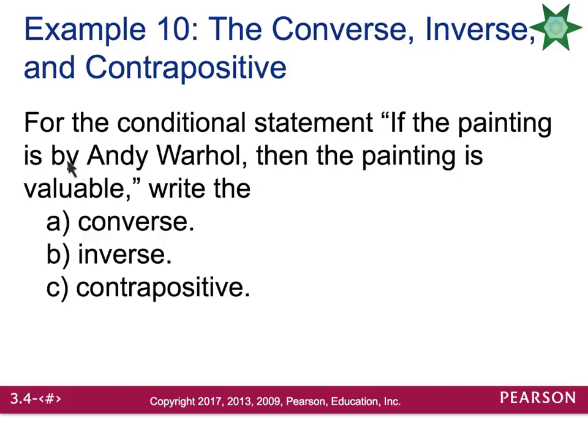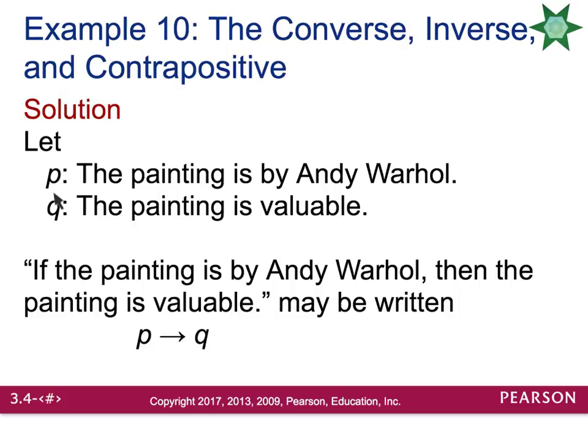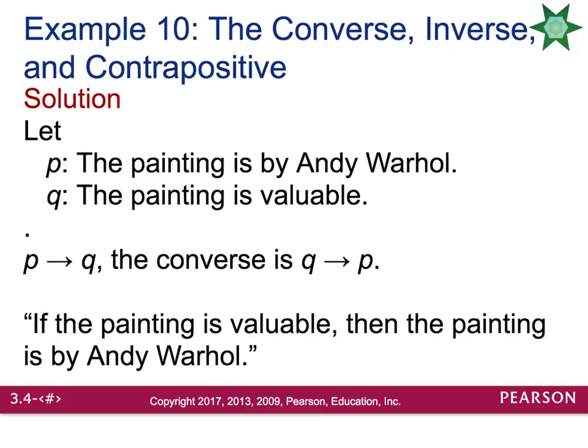Let's look at an example with written simple statements. For the conditional statement, if the painting is by Andy Warhol, that will be one of our simple statements, then the painting is valuable, that will be our other simple statement, we want to write the converse, the inverse, and the contrapositive. Let's say P represents the painting is by Andy Warhol, and Q is the painting is valuable. Our simple if-then is P arrow Q. Our converse is we just switch them, so we have Q arrow P, which says if the painting is valuable, then the painting is by Andy Warhol.